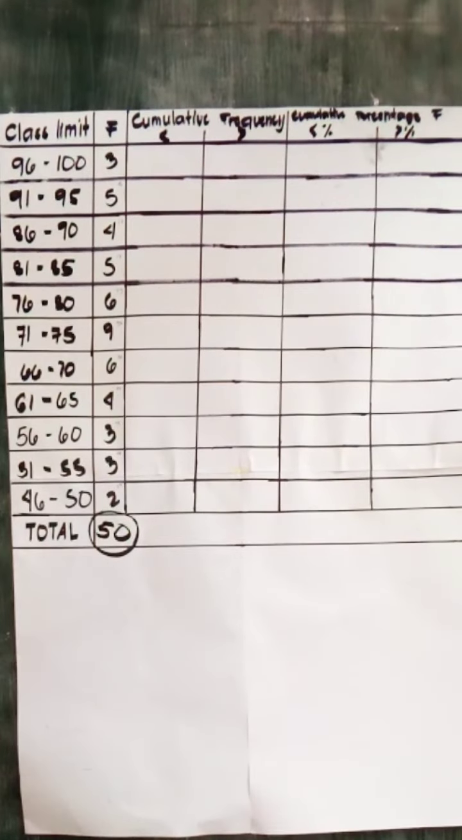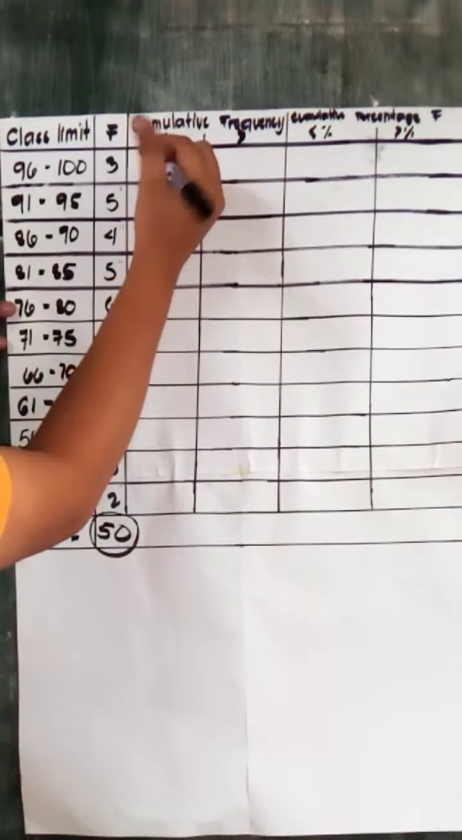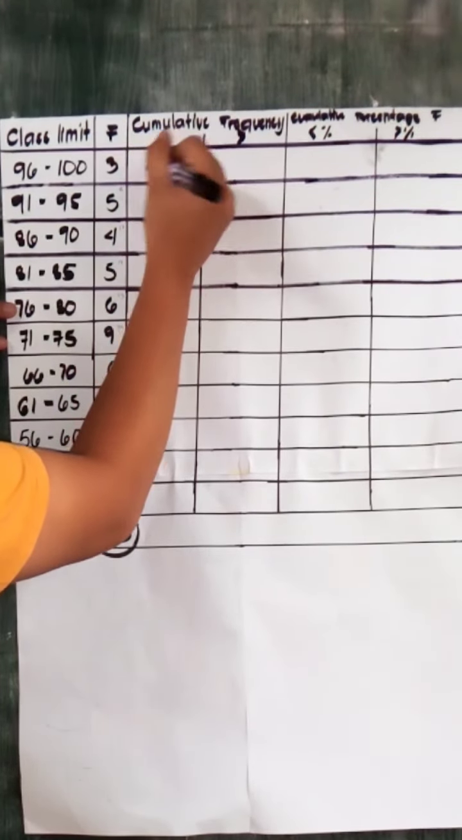Now to find the cumulative frequency lesser than, we will write 50, because 50 is equivalent to 100%. So we will write 50 here in the first row of cumulative frequency lesser than. So we have 50.